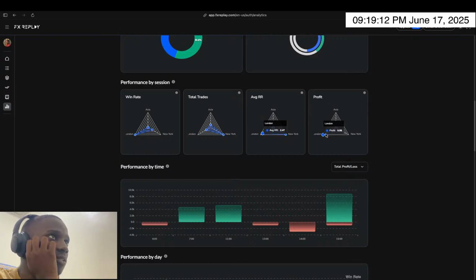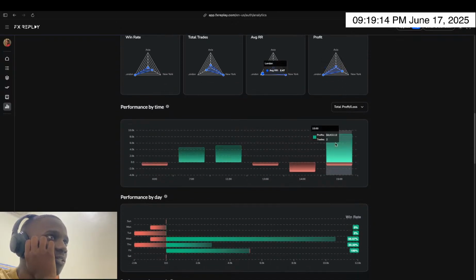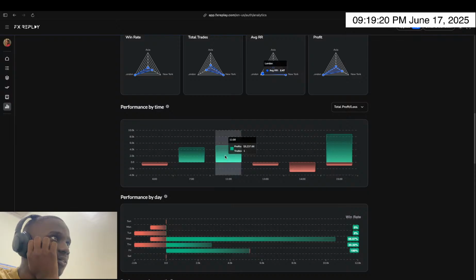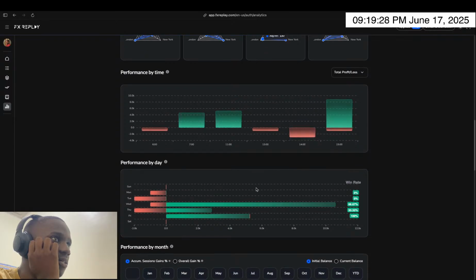Most profit factor, or profit, okay. Most trades end at 3 in the afternoon. In the morning, most profits, and then how about the losers? Okay, let's see how good these days are looking.